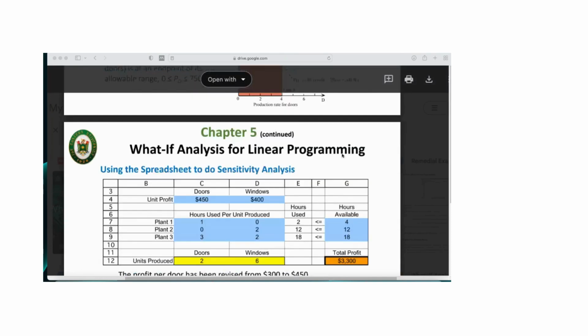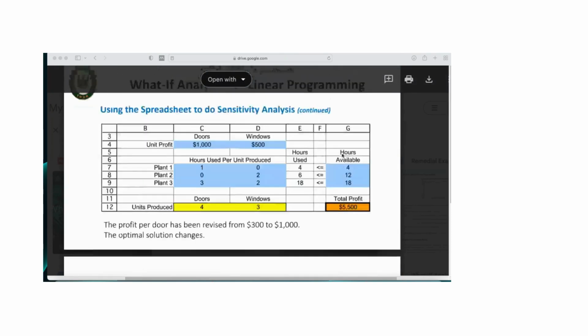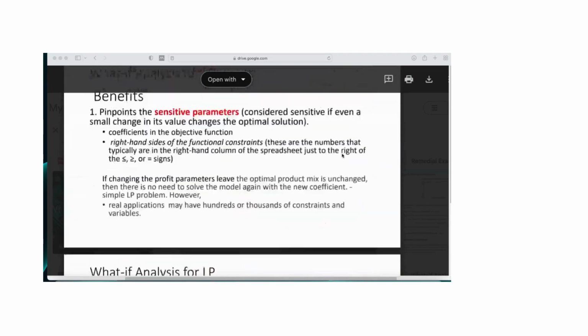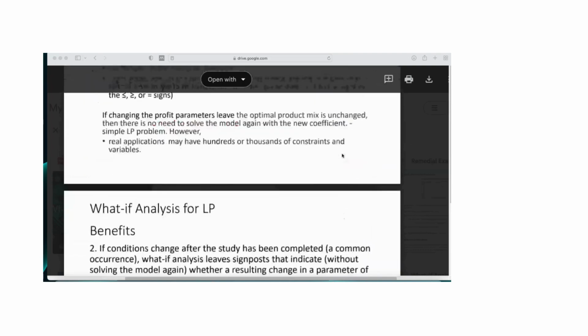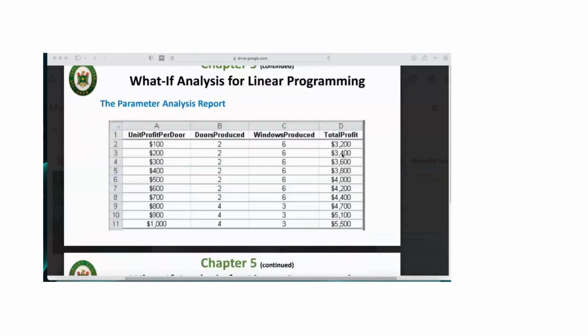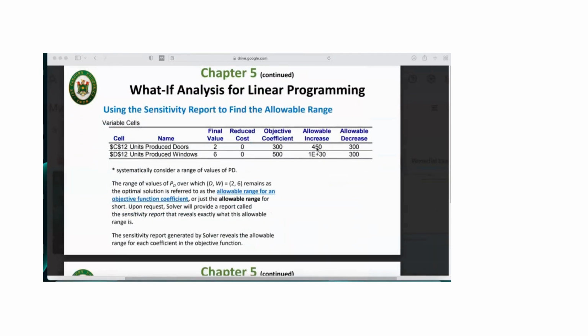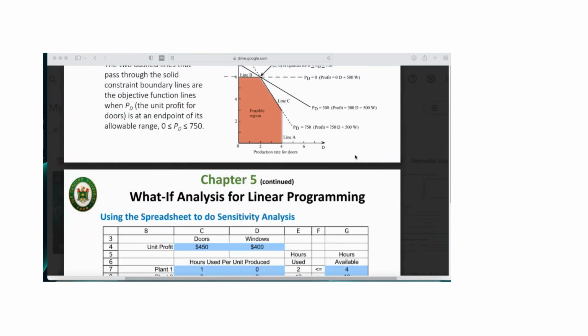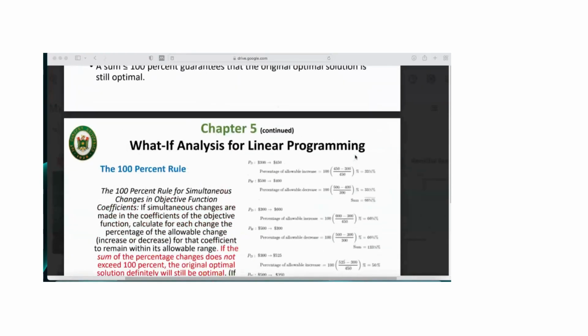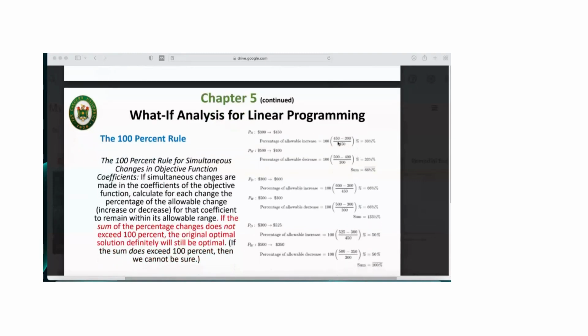I'll show you that table. Let's look at the table again. The sensitivity report for the allowable changes. Okay? So we have 450 for the allowable increase and 300 for the allowable decrease. Those are the numbers used as the divisors here. So 450 is the allowable increase and 300 is the allowable decrease.